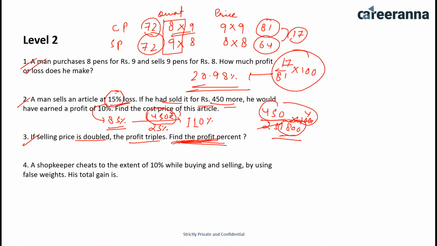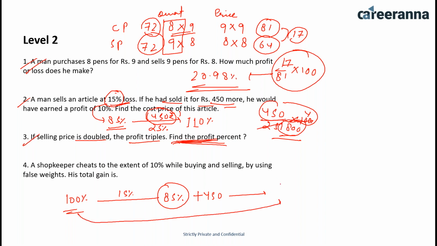Saurabh, which question you want me to explain? Okay, Saurabh. Look at here. So 100% was the cost price. Now it says that 15% loss was there. That means it is 85%. Selling price would be 85%. But if I add 450 rupees to it, there would be 10% profit. 10% profit means it is 110.